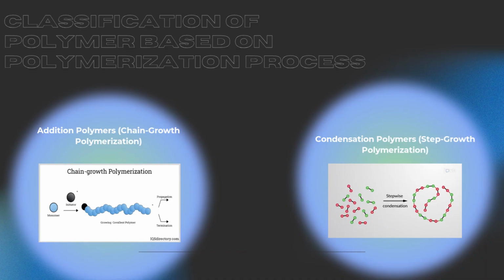And the process steps are: initiation, where a free radical or catalyst breaks the double bond of the monomers. Propagation, where the reactive molecule adds more monomers one by one, creating a long chain. And the third one is termination, where the growing chain stops when two chain ends combine or when the active end is neutralized.